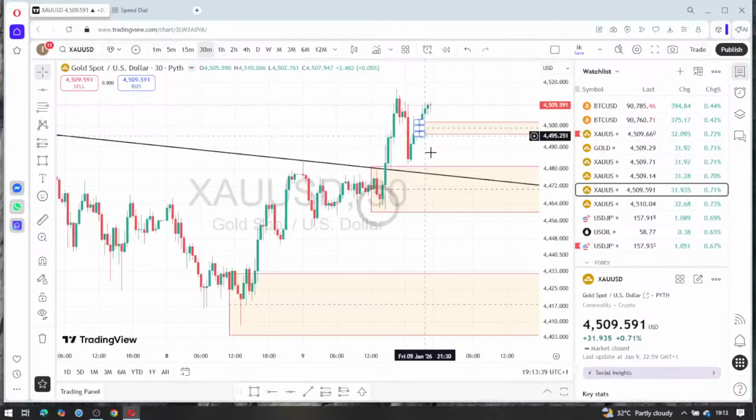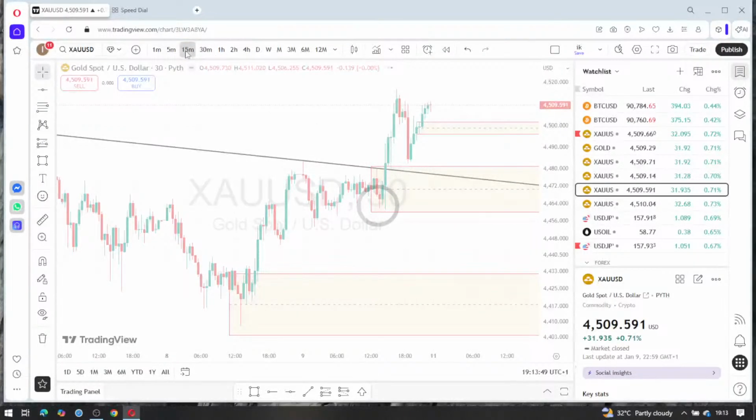So consider this as another block. This doji candle before the big one, that's what we consider as our other block. So we are waiting for the market to retest it. It will surprise you what will happen if the market retests it. So let's go to 15 minutes time frame.